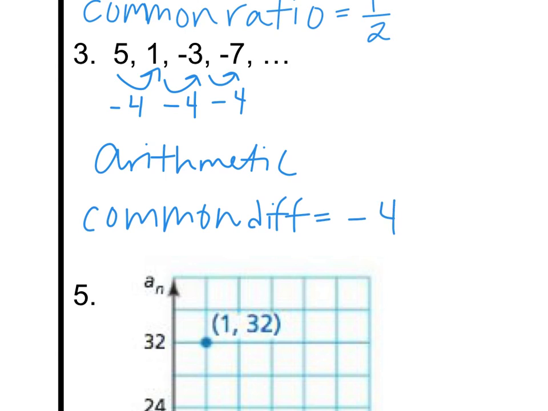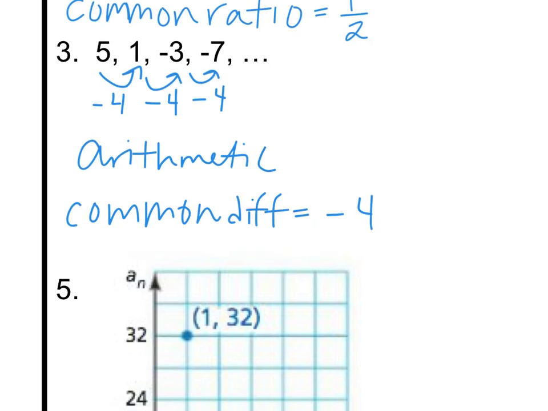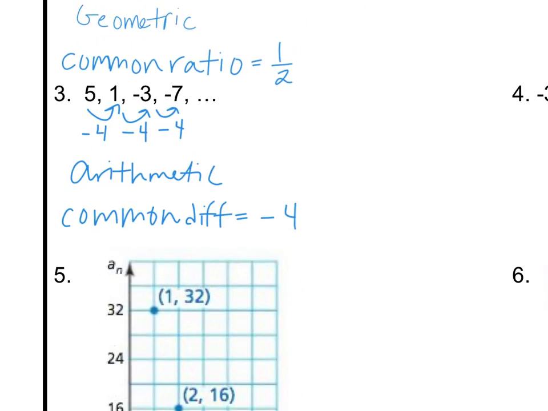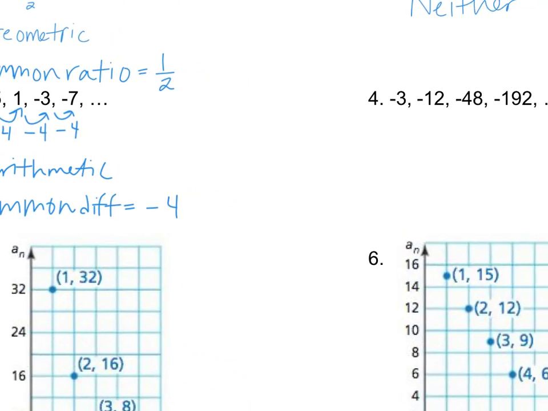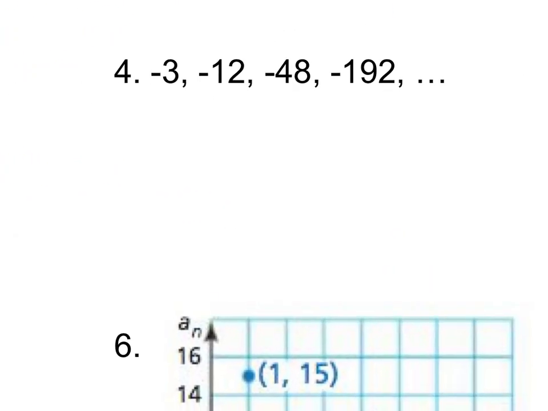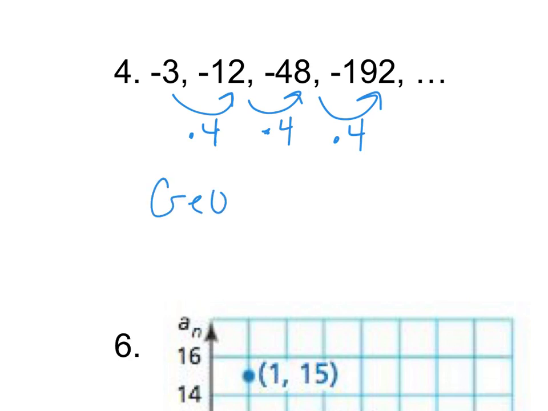Number 4. Carson Milbrand, what do you say for number 4? Geometric. How come? It's multiplied by 4. It is. Times 4 every time. So the common ratio is 4, and it's geometric.